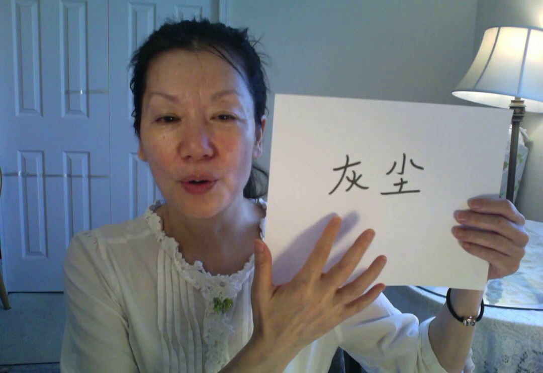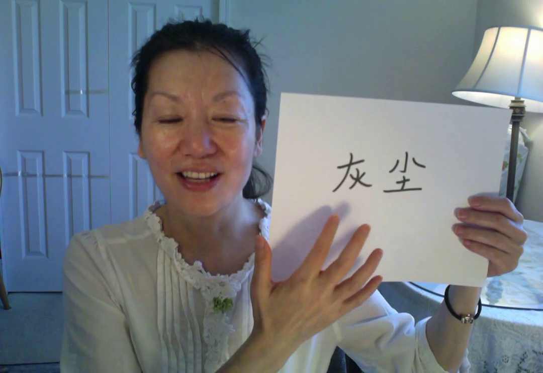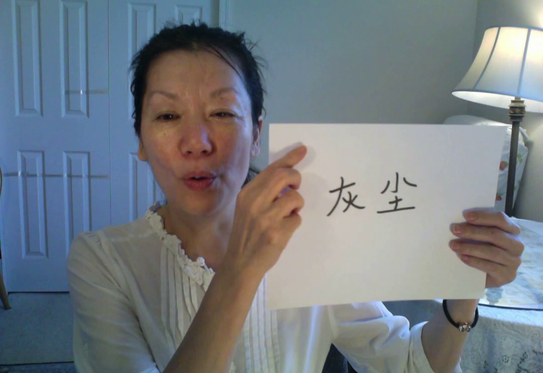Then here. 灰, 尘, 灰尘. One more time. 灰尘. One more time. 灰尘. Okay, let's check the pinyin here. Okay. 灰尘. Yeah, let's check. 灰尘 in Chinese. That's in Chinese. 灰尘. Okay.